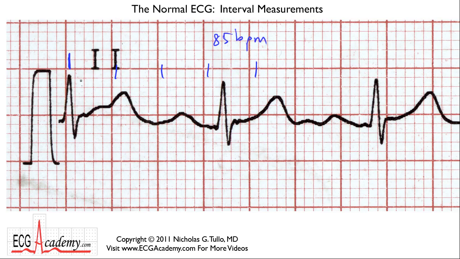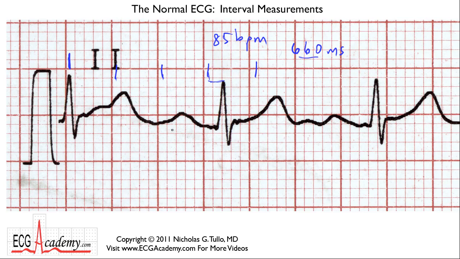If you want to measure an exact interval, we can count 200, 400, 600, and then another 60, because that's 1.5 small boxes. So that's 660 milliseconds. If somebody wants to take out a calculator and divide this into 60,000, you'll get exactly the rate. Let's leave that as a homework assignment, shall we? Okay, so there's the rate, there's your interval.